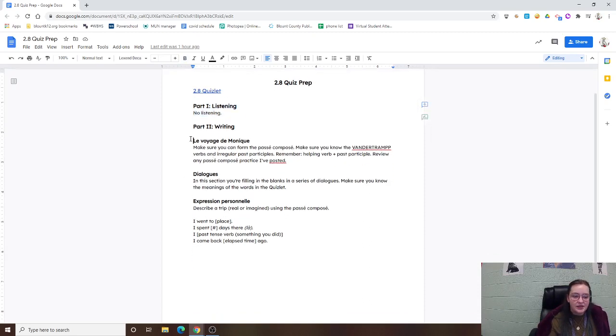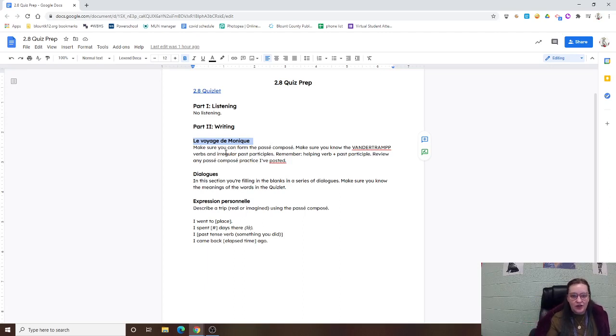Then, the meat of this quiz. We've got Le Voyage de Monique. These are a series of sentences with fill in the blanks, okay? So the verb is missing from these sentences. They give you the infinitive of the verb at the beginning of the sentence. You just have to put it into the passé composé. So it's not too bad.